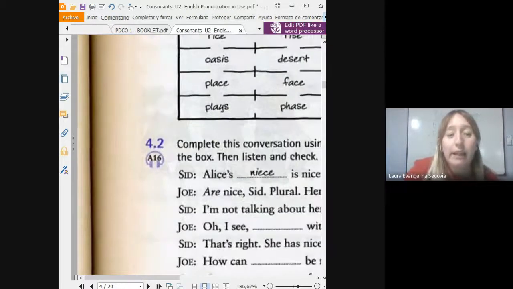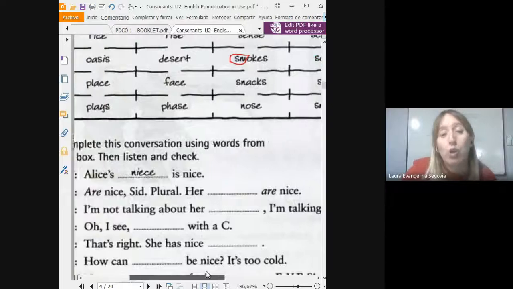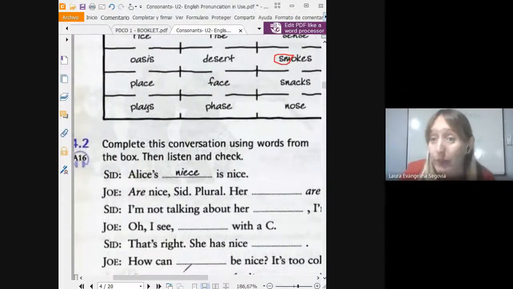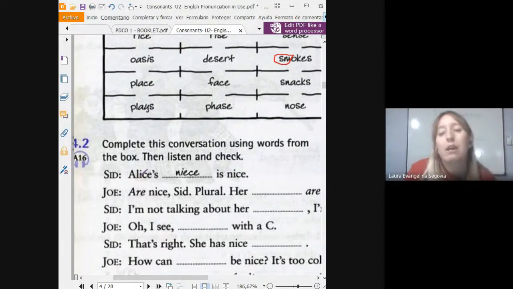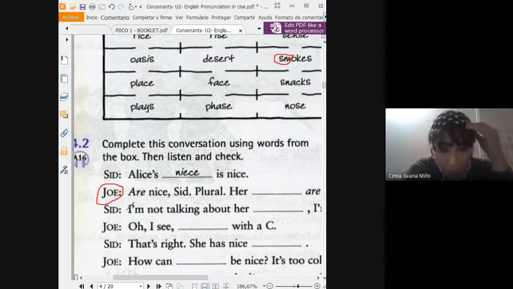Okay. Let's go with exercise 4.2, where you have to complete a dialogue, Sid and Joe. Okay. Cynthia, can you tell me how you say this name? Joe. How?